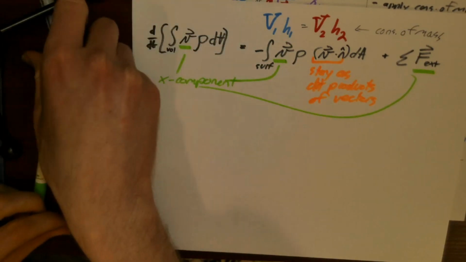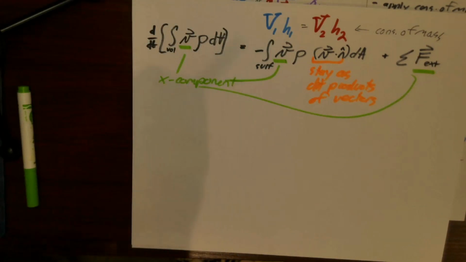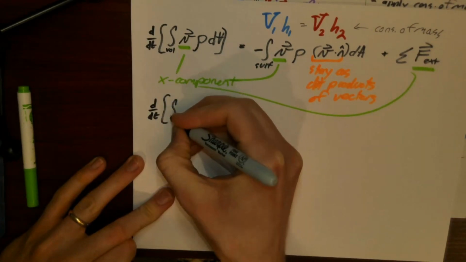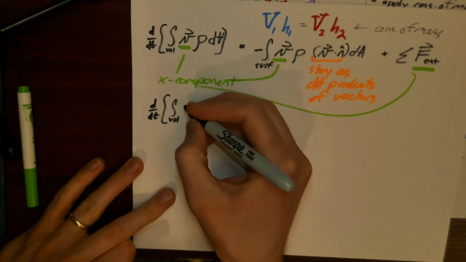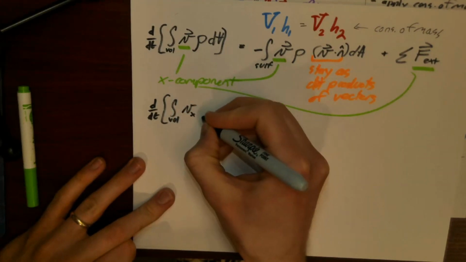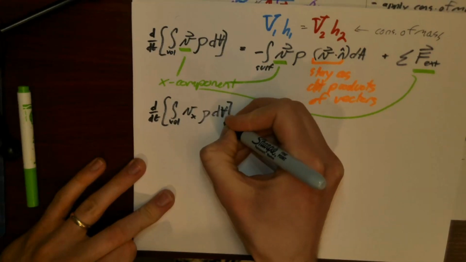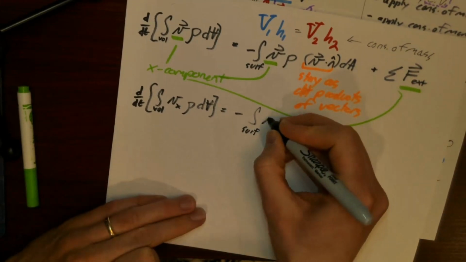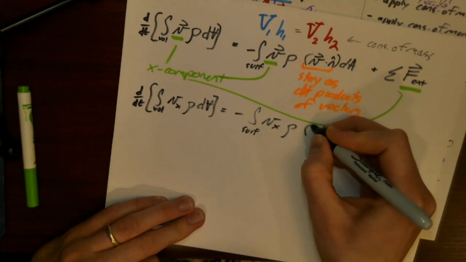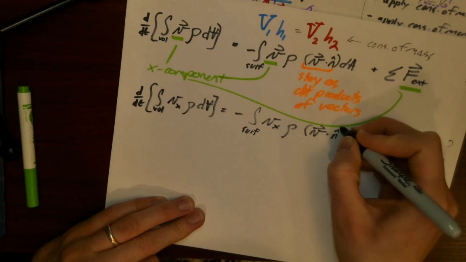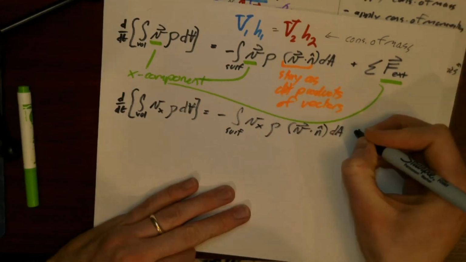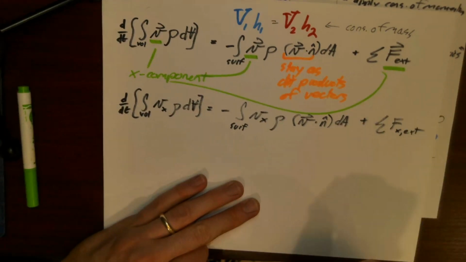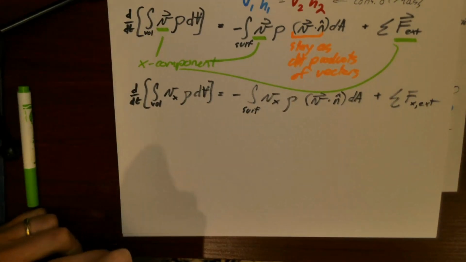So what does that look like? Well, we have d dt of an integral over the volume of our control volume of Vx rho dV is equal to minus an integral over the surface of Vx times rho times v dot n dA plus the sum of any x external forces on our control volume. So there we have it.